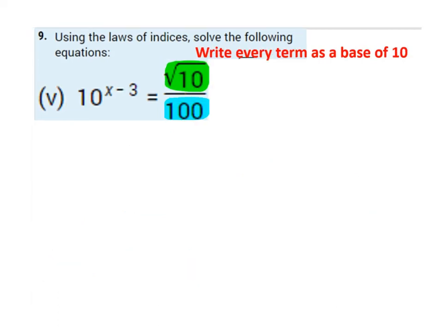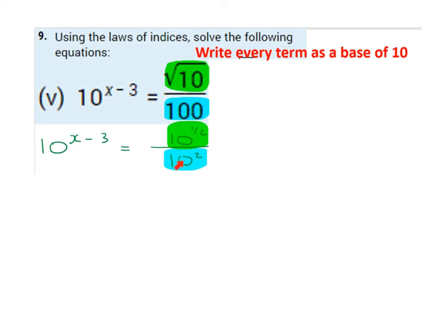Question 5. Solve. 10 to the power of x minus 3 equals the square root of 10 over 100. We're going to write every term as a base of 10. So 10 to the power of x minus 3 already has a base of 10, so we just write that down. The square root of 10 we rewrite as 10 to the power of a half. And 100 we rewrite as 10 squared.